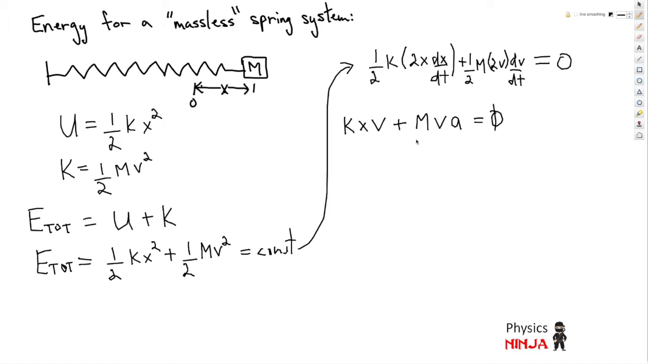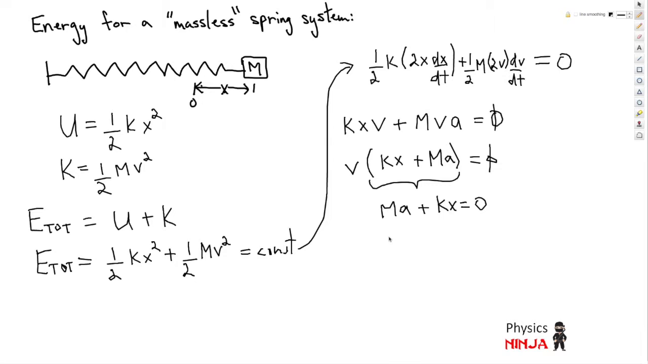Notice I have the velocity in all of the terms. I can factor that out. What am I left with? I'm left with kx plus ma has to be equal to 0. One solution for this particular equation is that everything in the bracket should be equal to 0. So that means that ma plus kx is equal to 0. Now if you bring kx to the other side, you're left with ma equals negative kx.